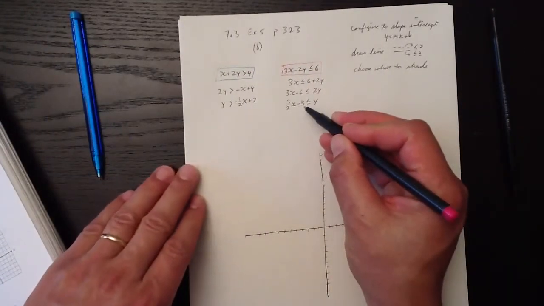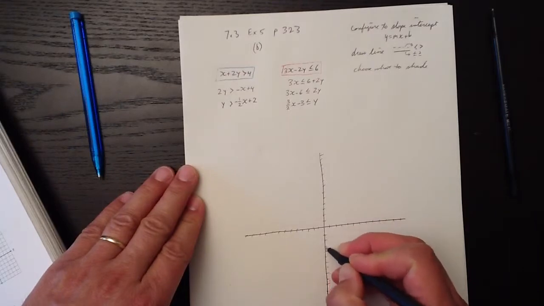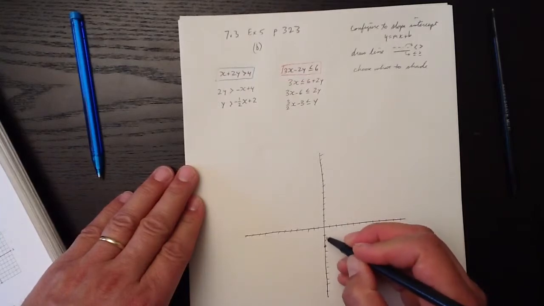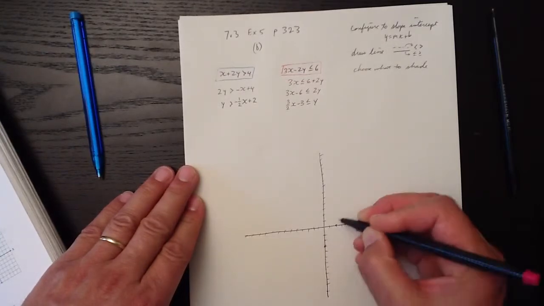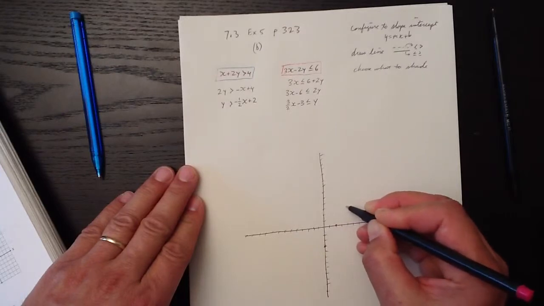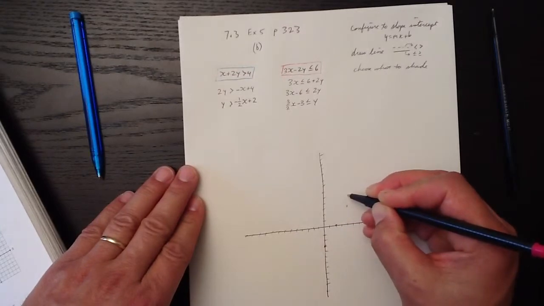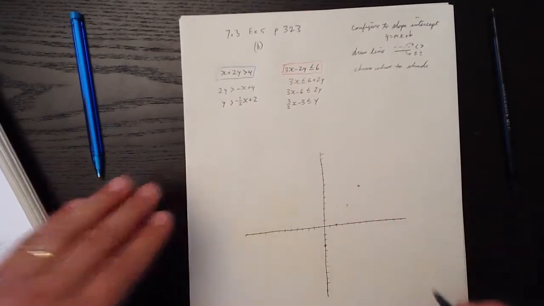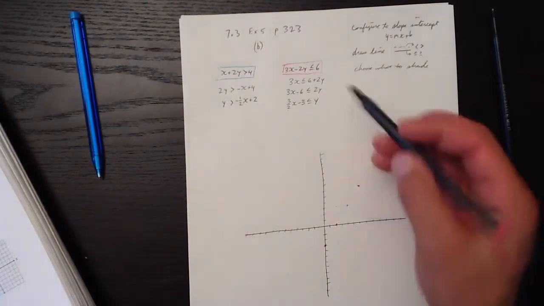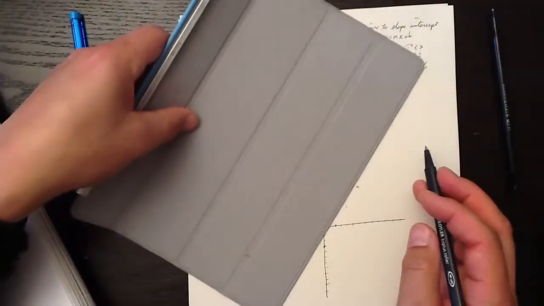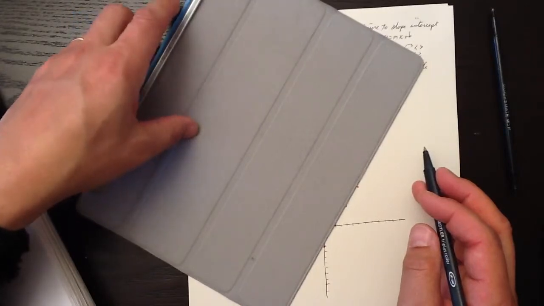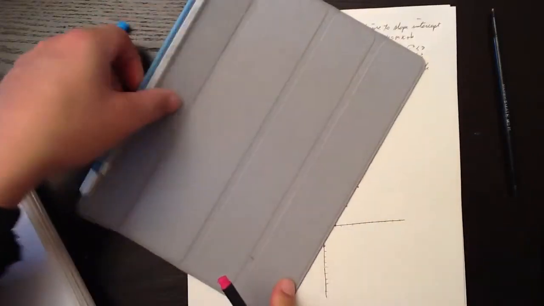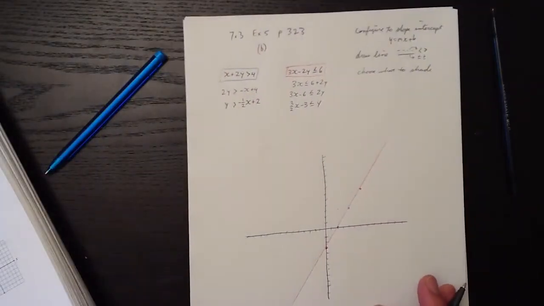Let's start with this one here. The y-intercept is at negative 3 and the slope is 3 over 2. So it rises by 3 and it runs by 2. Rise by 3, run by 2. So we get the general idea. Let's remember it's a solid line because it includes the line, so I'll just use my iPad cover here as my handy dandy ruler. And there's my first line, the pink line.